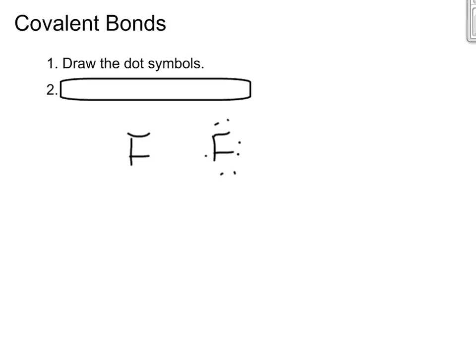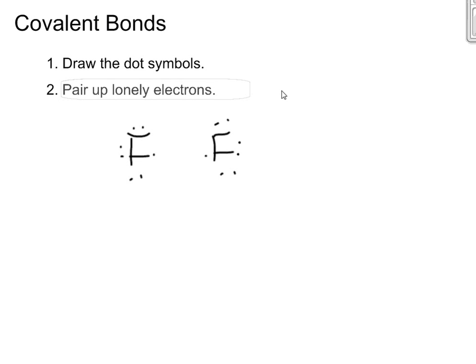But this is covalent because I've got two fluorine atoms. This guy doesn't want to get rid of any of his electrons. In fact, this atom here I can redraw in any position, just making sure that it's lonely still. 1, 2, 3, 4, 5, 6, 7. If I do that, you can see they both are really, really close to getting that shell filled. So what are they going to do? Well, step number 2 tells us we want to pair up our lonely electrons. This is to show sharing instead of giving and taking.